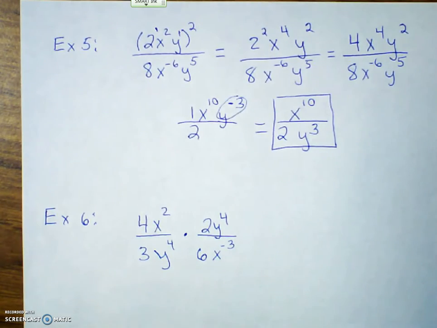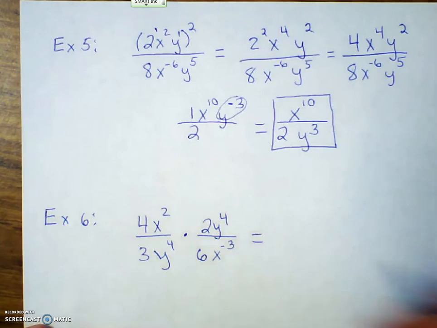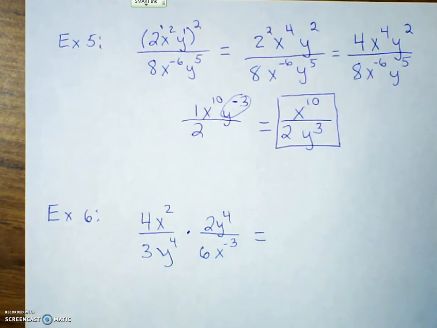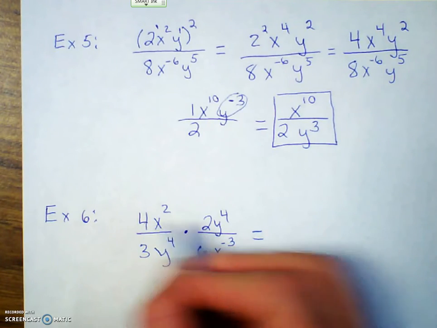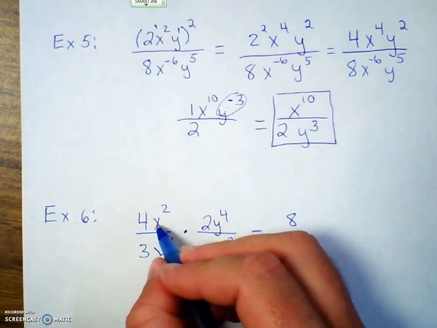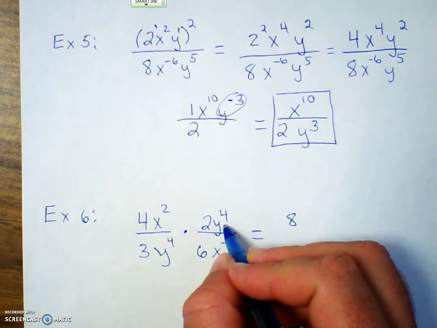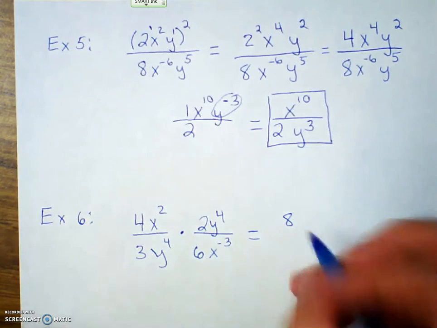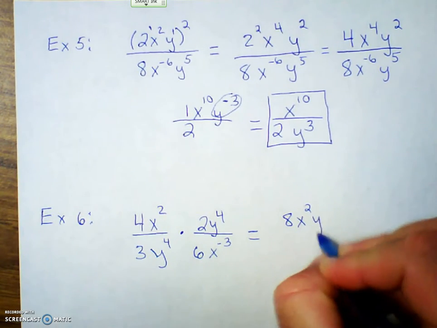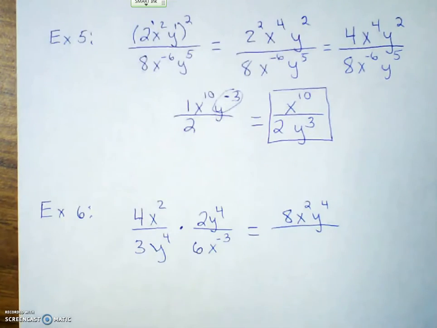And the last question for this video, you have two fractions multiplied together. What I would do is multiply the fractions first. So across the top, 4 times 2 is 8. And then you got x squared and y to the 4th. Those don't really change. Just put them side by side. And then the same thing on the bottom.